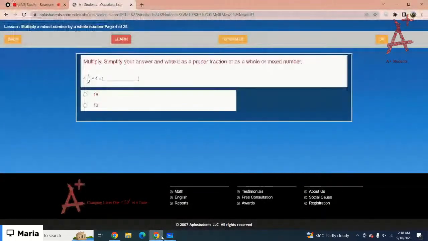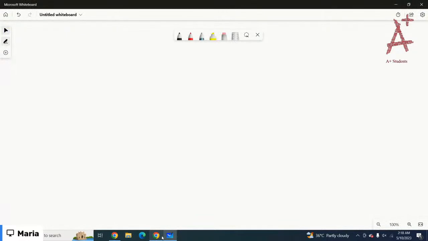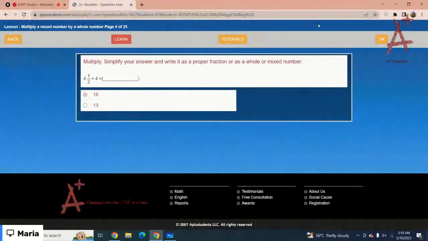It would be 4 times 2 is 8 and 1, 9 over 2. It would be 9 over 2 times 4 over 1. So 9 times 2 is 18. So the correct option is 18.